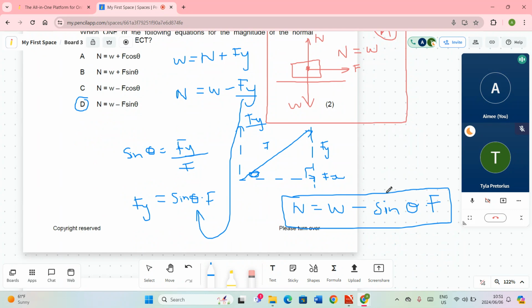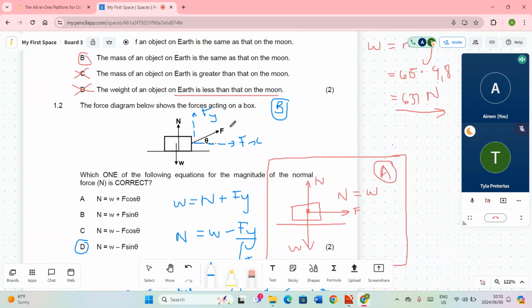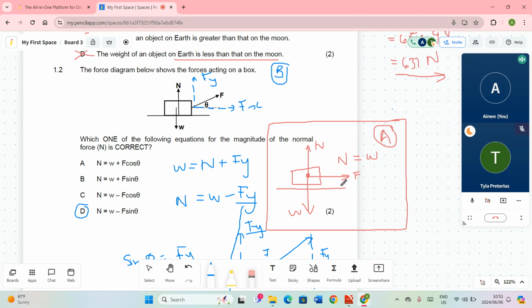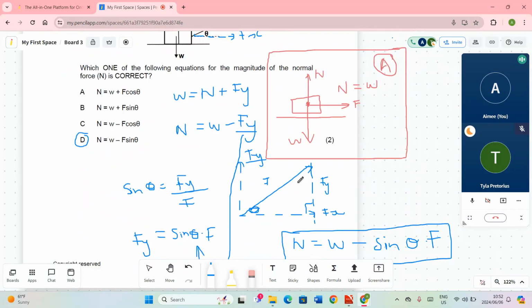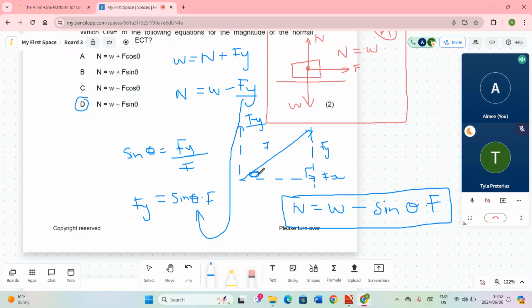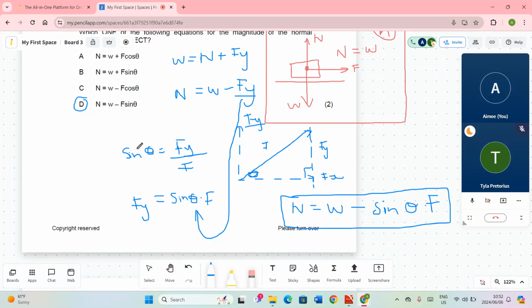Okay, so you need to be very careful when you've got a force that is coming in at an angle because it changes what normal force will be equal to. Scenario A, we have no forces at an angle. Scenario B, we do have a force at an angle. We need to calculate what the vertical component is in terms of F and theta, so that we can now say normal force is equal to weight minus Fy, or in other words, F multiplied by sine theta.